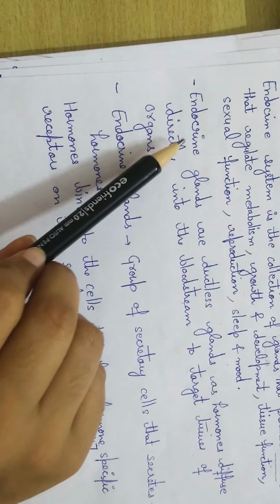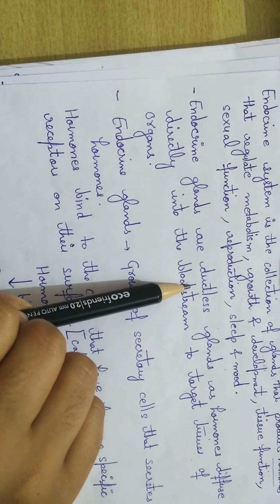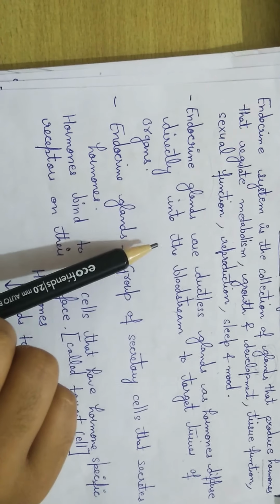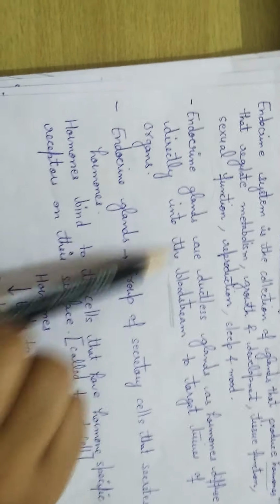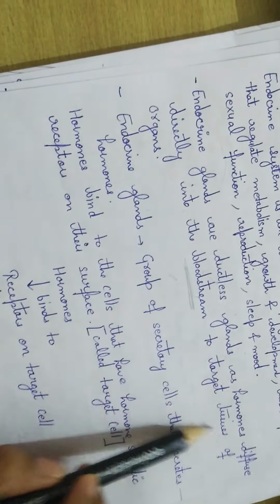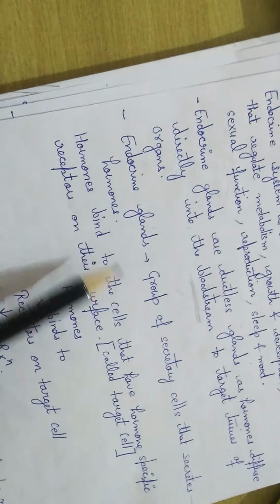One more thing I would like to clarify, that endocrine glands are ductless. They don't have a duct. So these glands are ductless, so they release the hormone directly into the bloodstream. From the bloodstream, these hormones then reach the target tissue or organ. Okay, this point is clear to all.